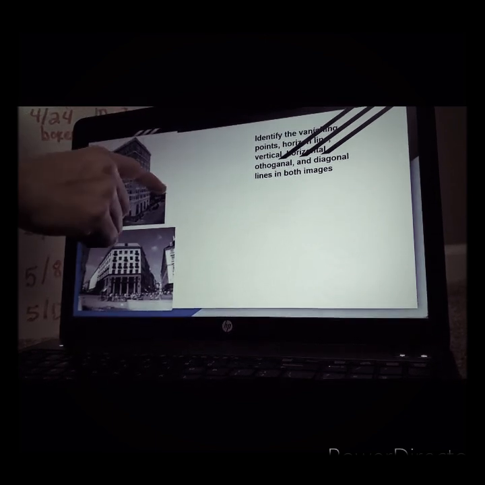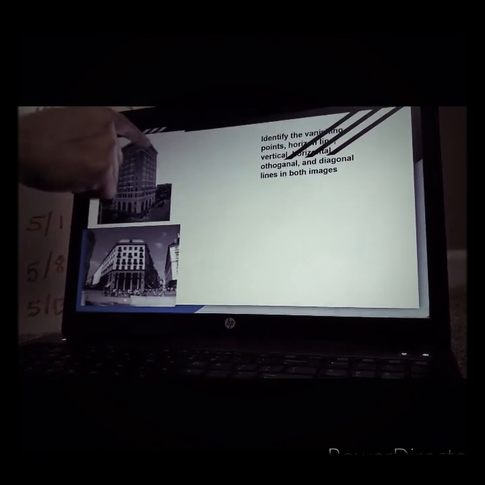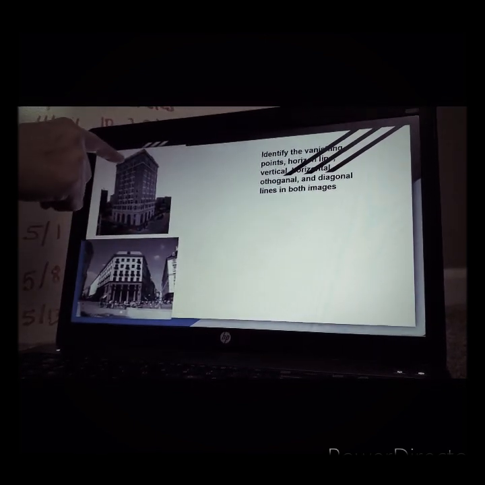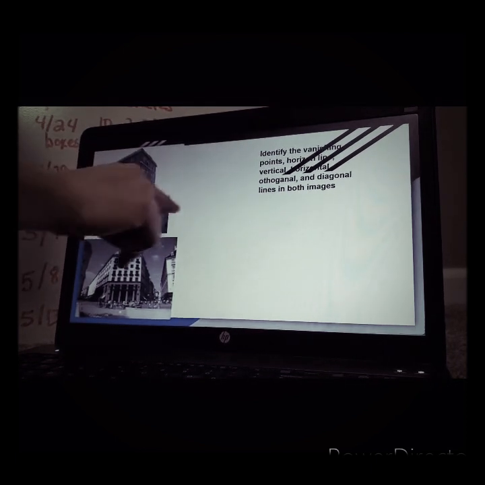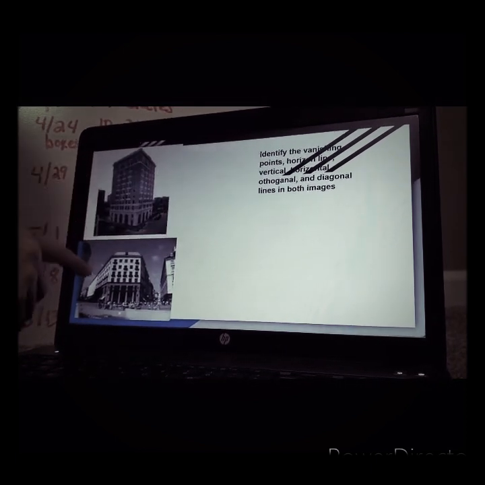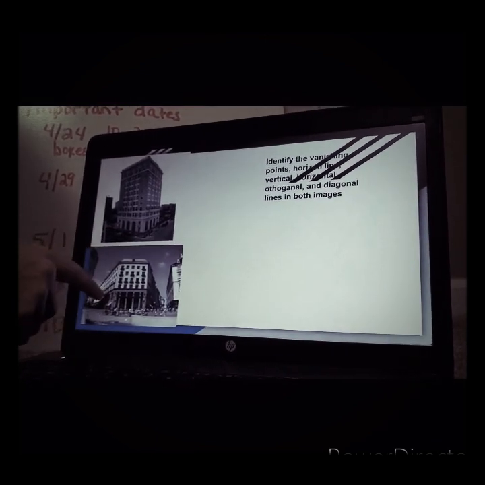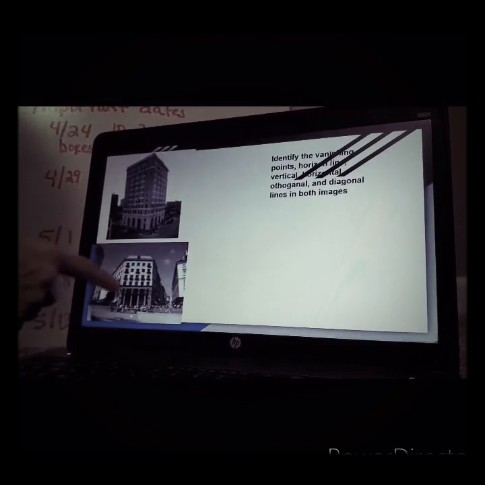Two-point perspective, your vanishing points are going to be out here on the edges. These lines go back to there. There's your vertical line, your horizontal line. Same thing here. This one actually could be drawn in one-point perspective, but the design of the building makes it a two-point perspective.